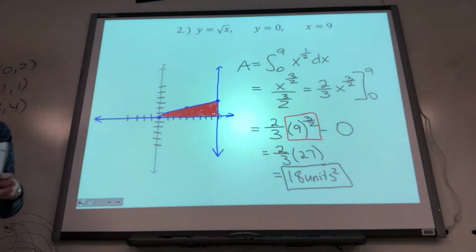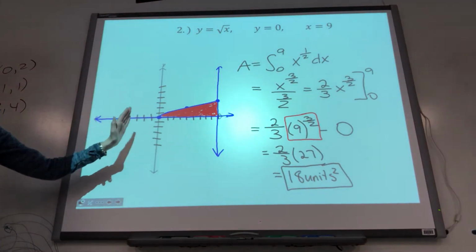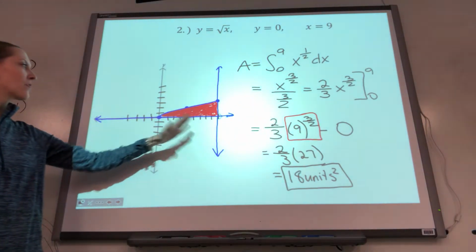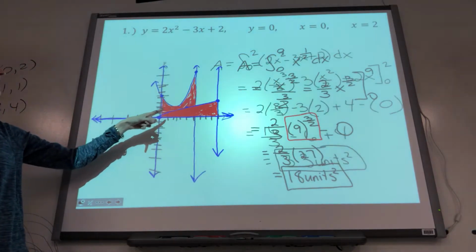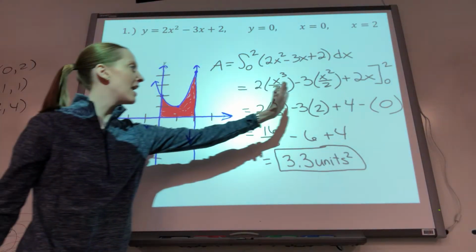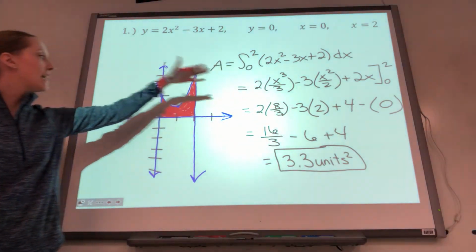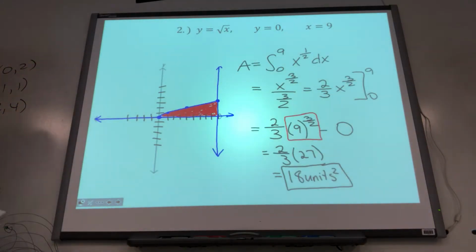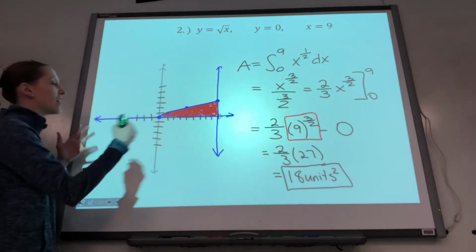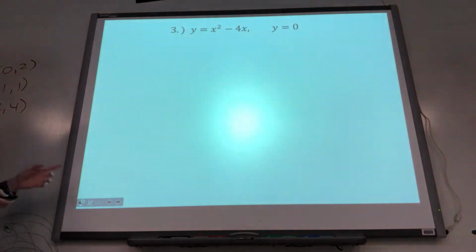And it makes sense that the answer to this problem is bigger. My graph didn't really look bigger because I didn't leave enough room on the right-hand side. But if I had spaced that one out like I did that one, 9 would be way over here, and the region that would be bounded in would be much bigger than this. So you can kind of use that to see if your answer makes sense, just based on how big the region is.